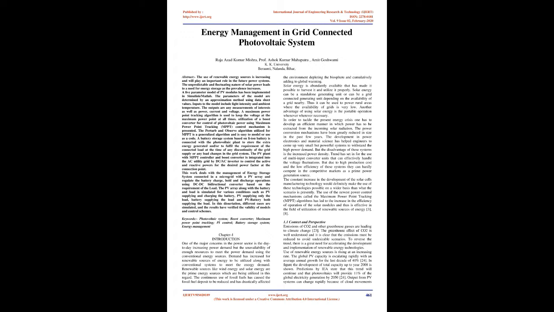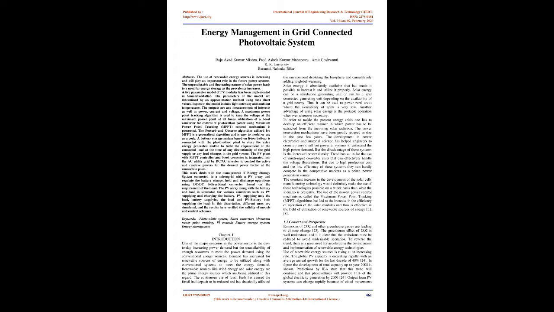A five-parameter model of PV modules has been implemented in Simulink/Matlab. The parameters of the model are determined by an approximation method using datasheet values. Inputs to the model include light intensity and ambient temperature. The outputs are any measurements of interest as well as power, current, and voltage.